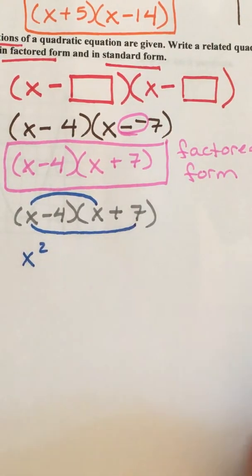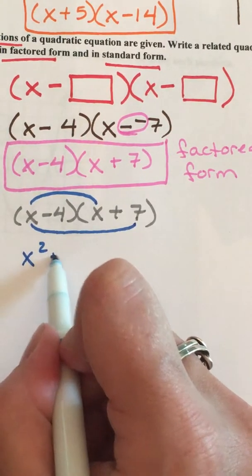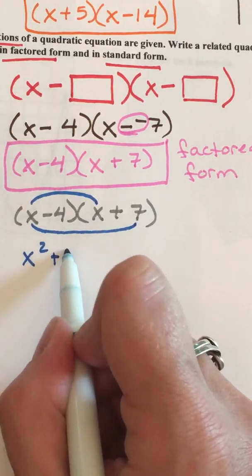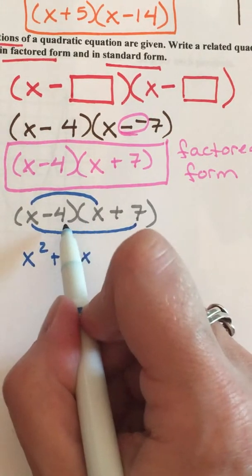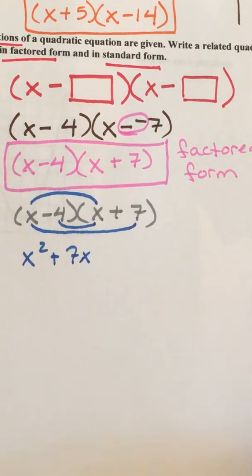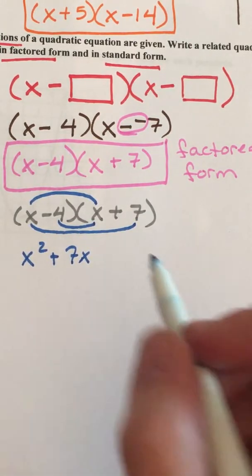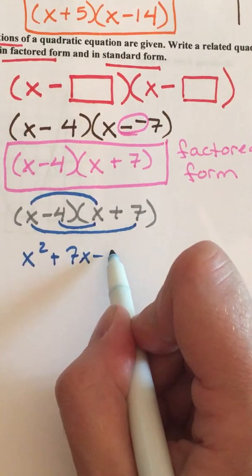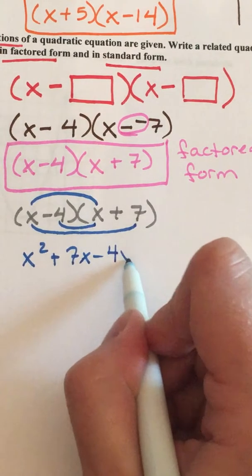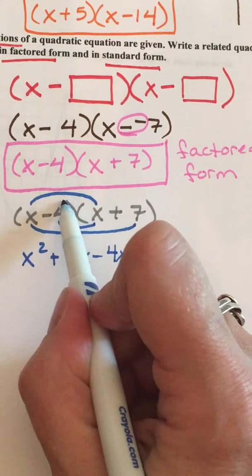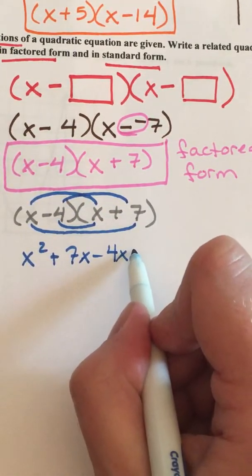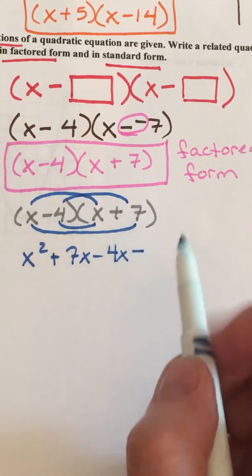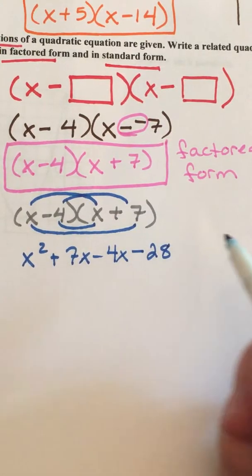Outer, a positive times a positive, it's positive. X times 7, 7x. Inner, right there. A negative times a positive is a negative. 4 times x is 4x. And last, a negative times a positive is a negative. 4 times 7 is 28.